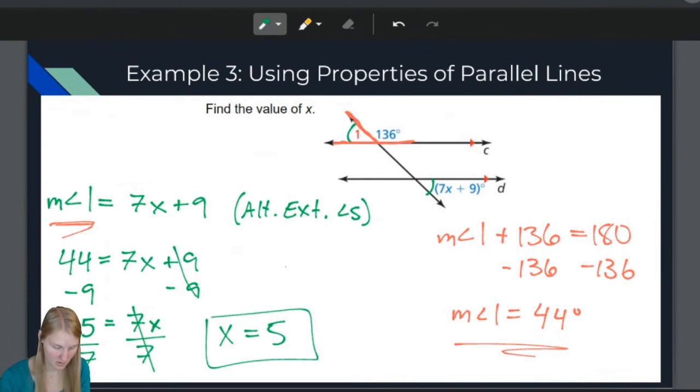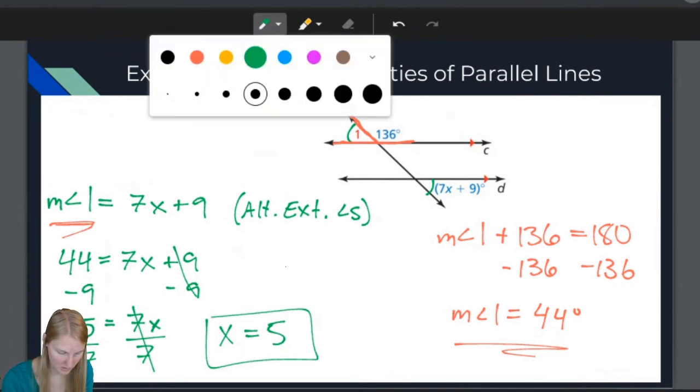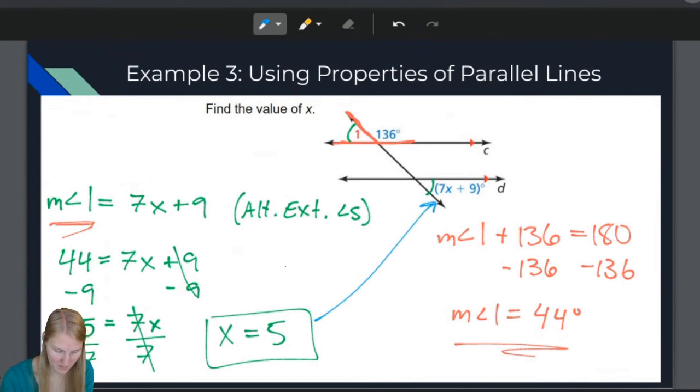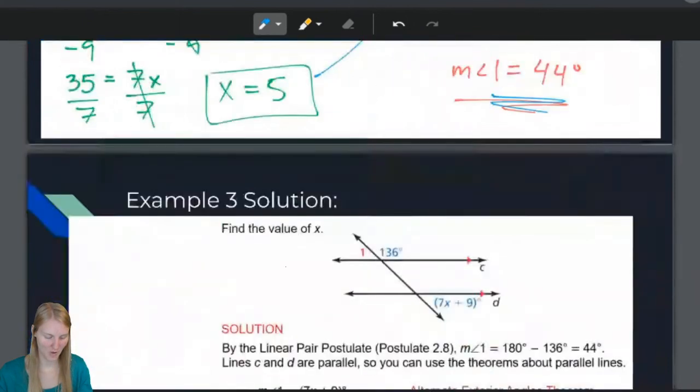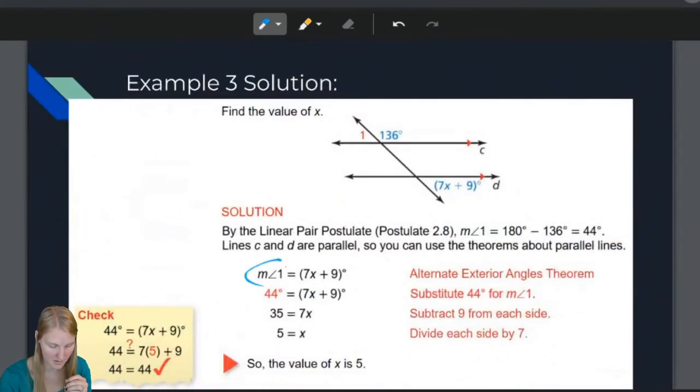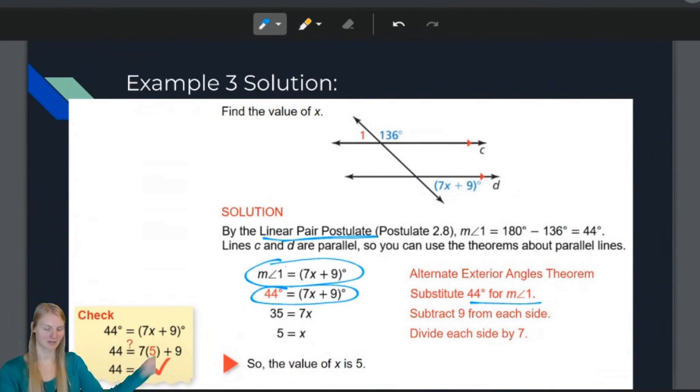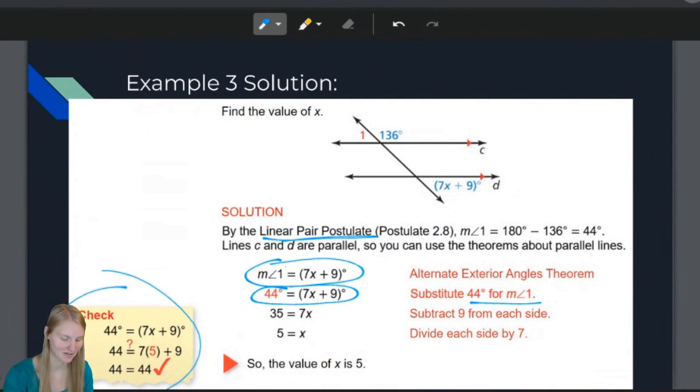We can check by plugging 5 back in here. 7 times 5 is 35 plus 9. So this should be 44. And is that equal to the measure of angle 1? Yes, it is. Beautiful. See if we were right? And then 44, substitute 44 because of the linear pair postulate. Ah, and they even checked just like we did. Yay. We were right.